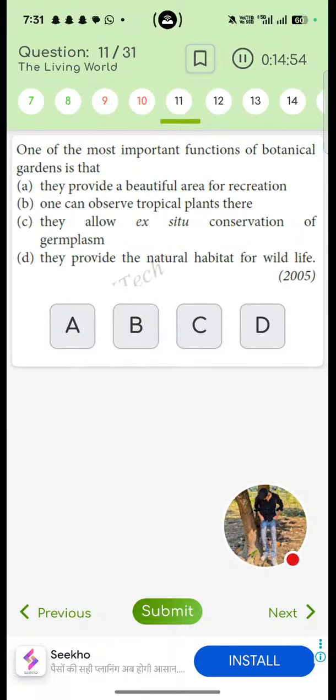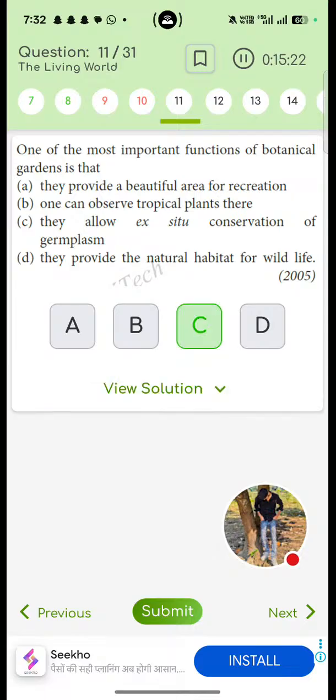Next. One of the most important functions of a botanical garden is that they provide a beautiful area for recreation, or one can observe tropical plants there, or they allow access to conservation of germplasm, or they provide the natural habitat for wildlife. Most important function of botanical garden?